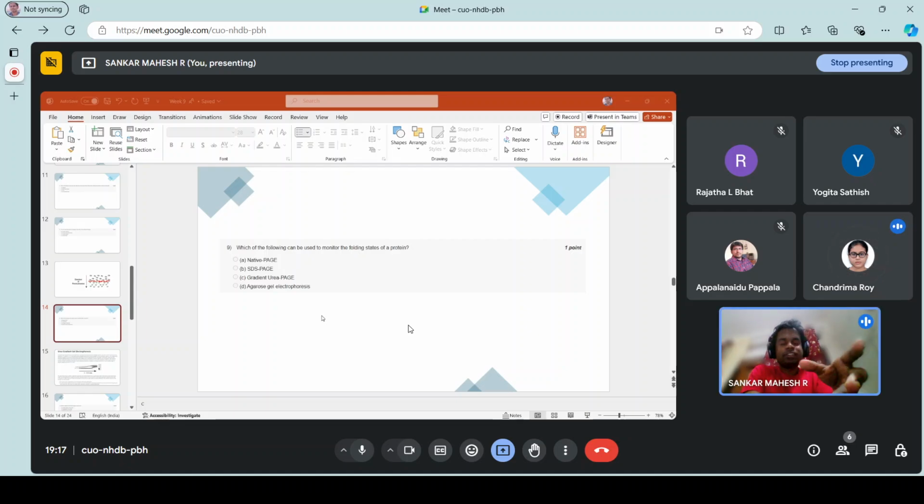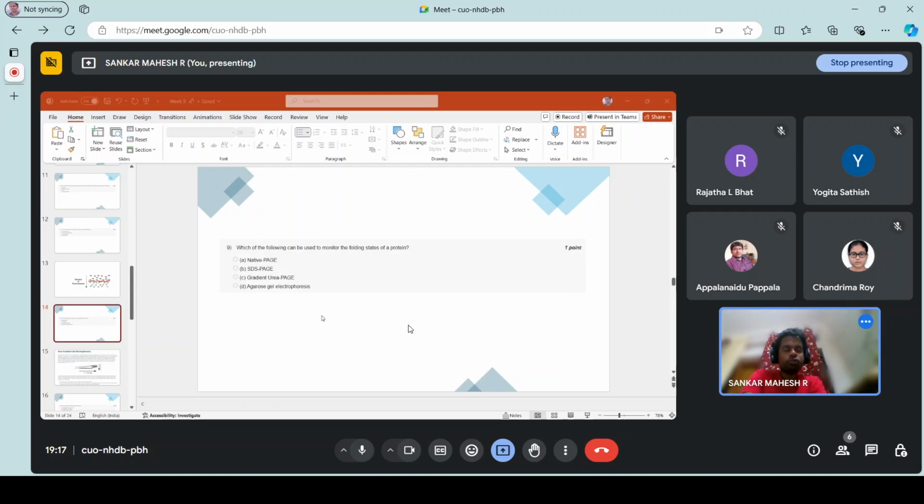You can, yeah. Based on the discussions in today's class, we know that native PAGE cannot be used to monitor folding states, but rather oligomeric status. SDS-PAGE gives the molecular weight of the monomer. Agarose gel electrophoresis, we don't use for proteins, rather we use it for nucleic acids. So that leaves us with gradient urea PAGE. Does anyone know about gradient urea PAGE?